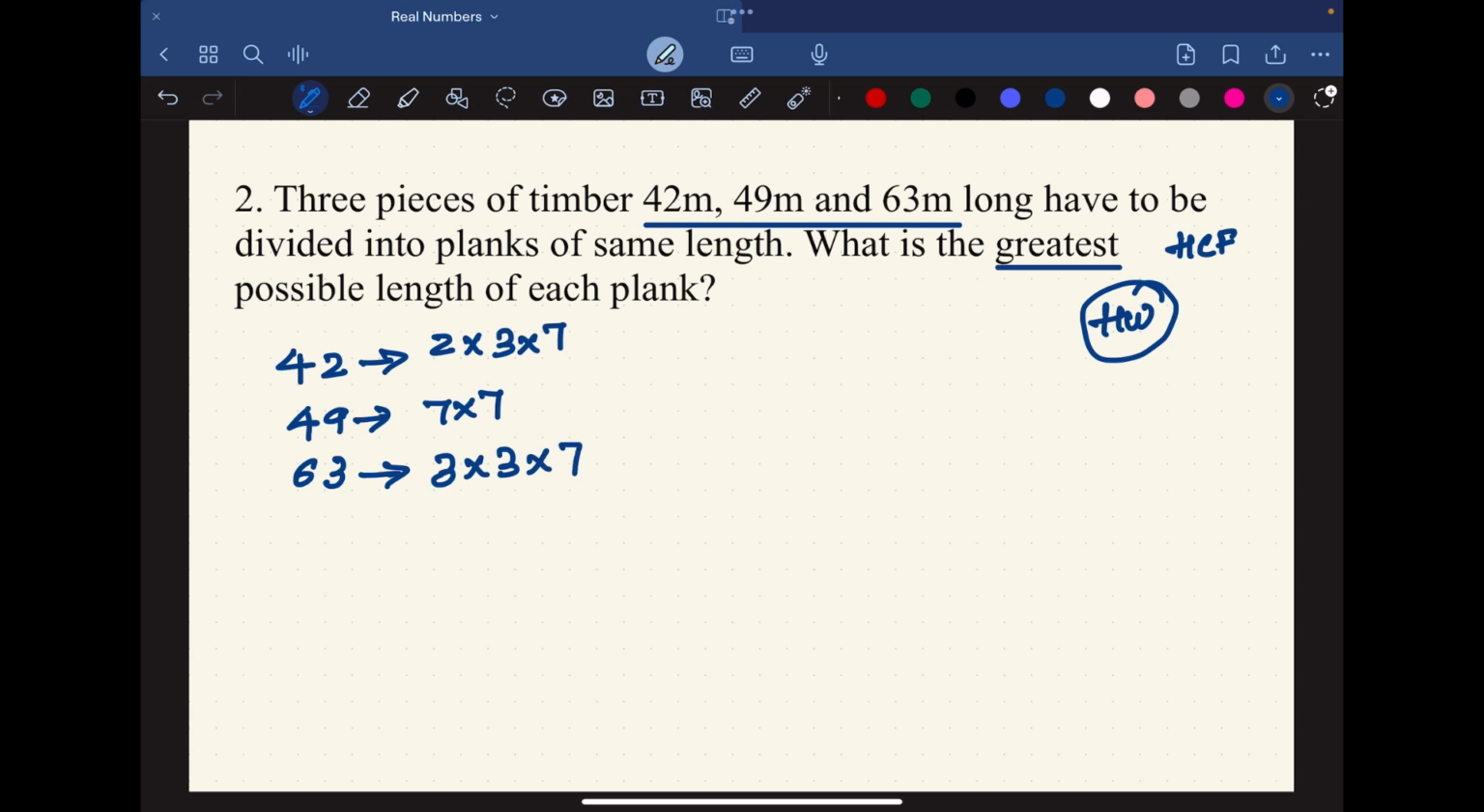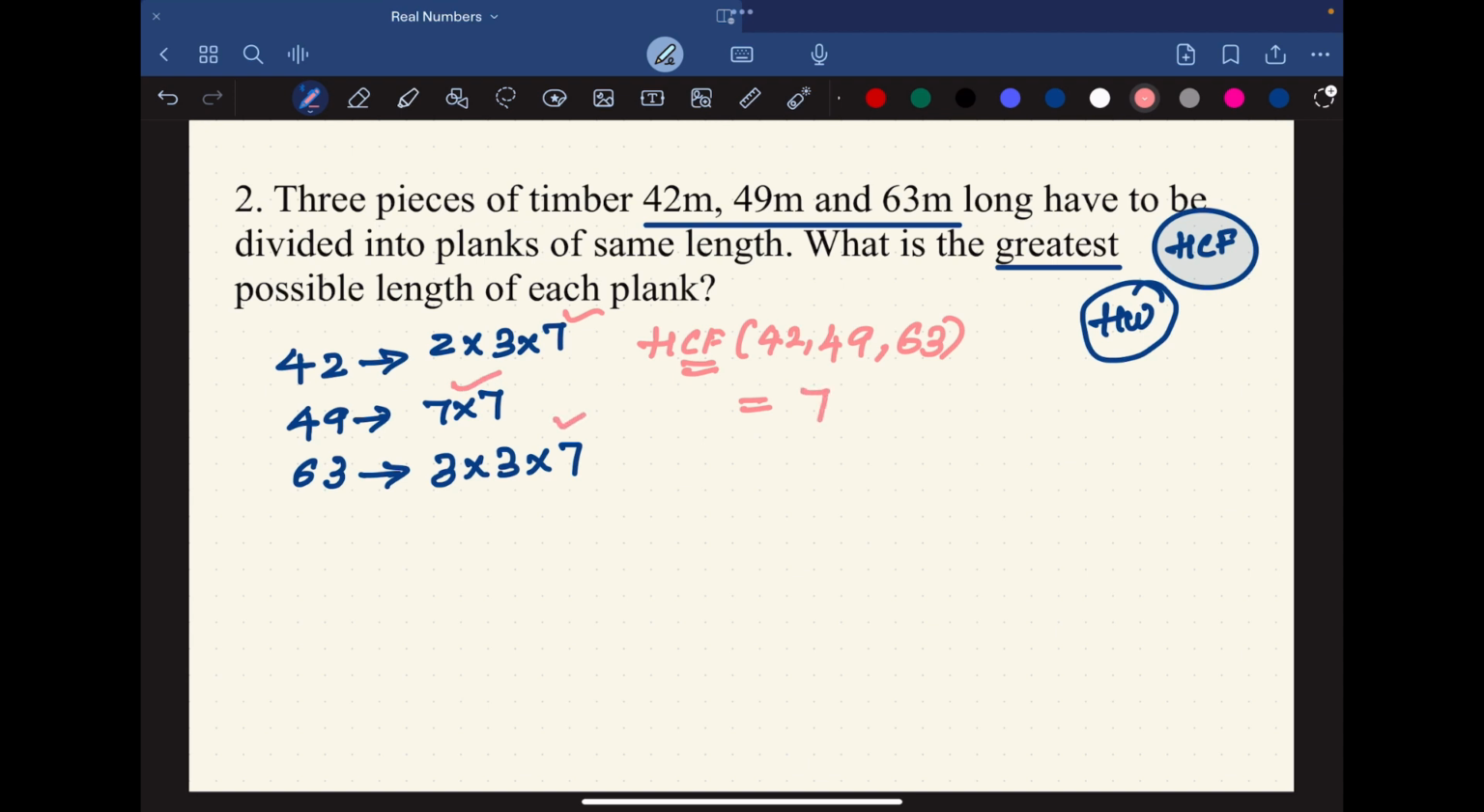Okay, so now as we have discussed prior, we are going to find out the HCF of 42, 49 and 63. HCF means the common factor first of all, right? You can check for the common factor. What is the common factor here? Is there 2 in 49? No. Not in 63 also. Is there 3 in 49? No. Is there 7 everywhere? Yes, you can see 7 everywhere.